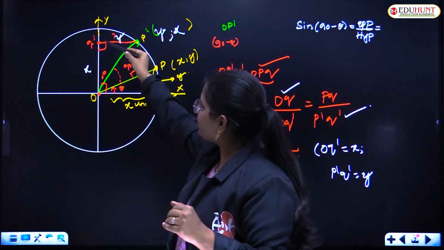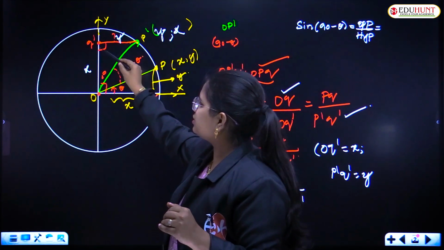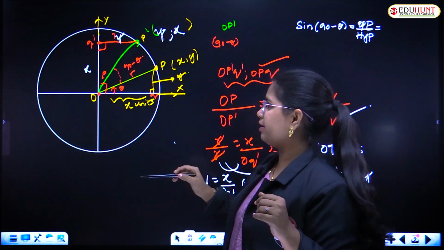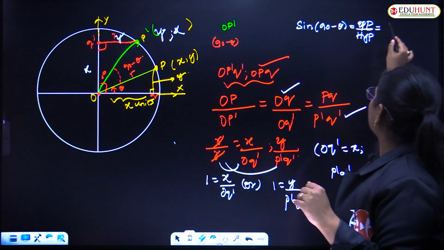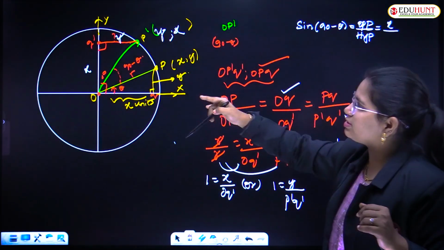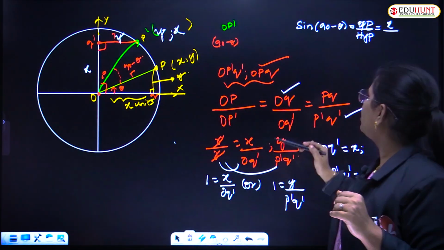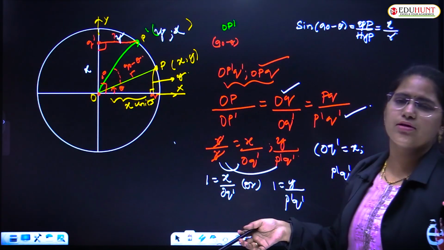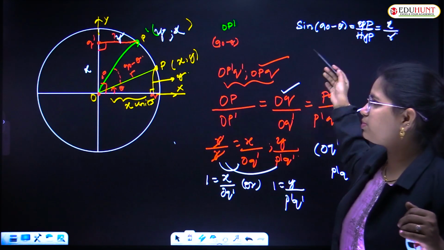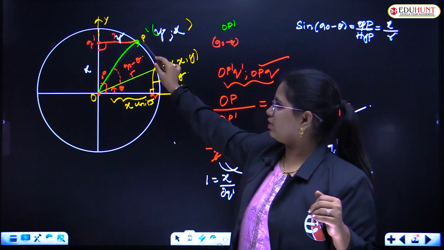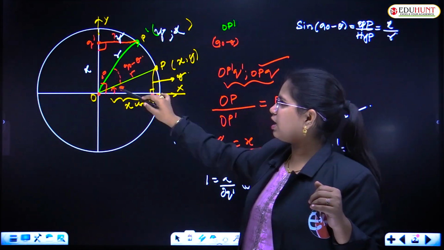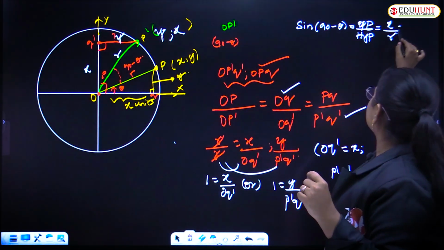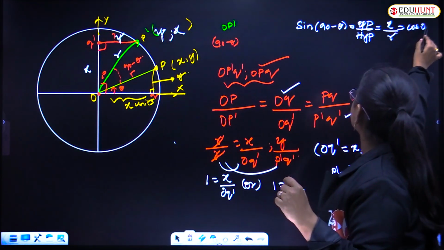If I take this as the opposite side, this is the adjacent. The Y coordinate is always representing your opposite side. So what will I get here? X divided by the hypotenuse, which is R. Hypotenuse is R, it will not change. So X by R. Correct? X by R is the definition of what? Which is equal to cos theta.